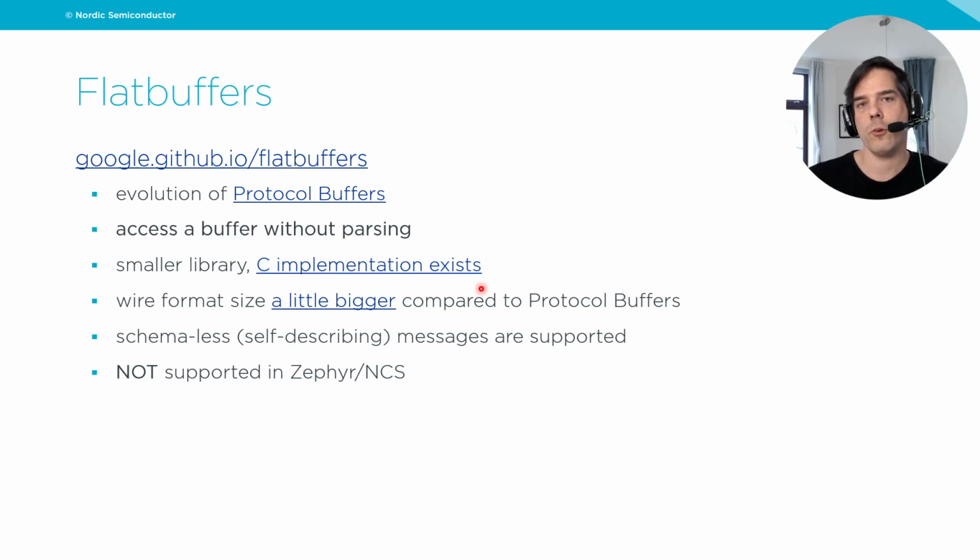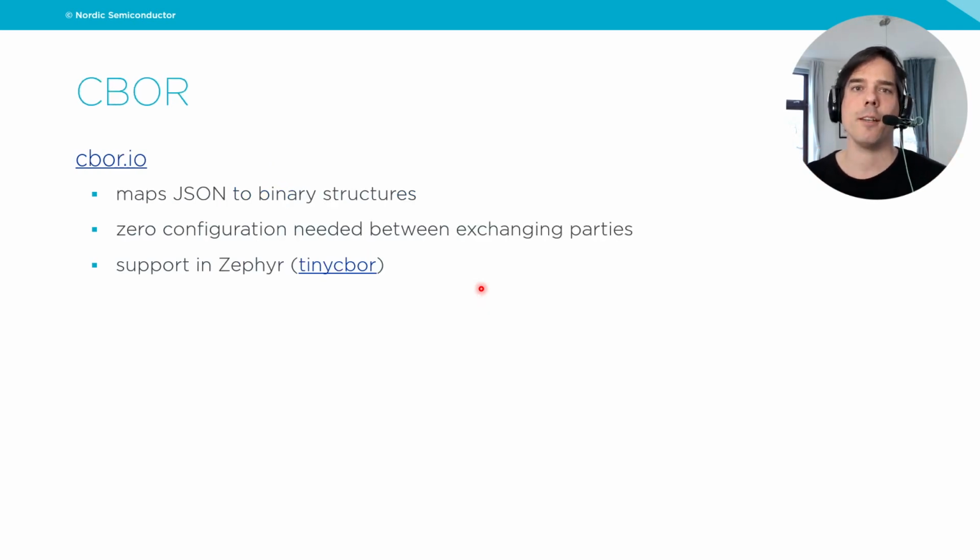So if you don't want to go into this direction right away, there's kind of an intermediate step, which is called CBOR. Concise Binary Object Representation is a direct mapping of JSON values to a binary structure. There's no need to configure schemas on the receiver and the sender side, and it's supported in Zephyr. Zephyr uses the TinyCBOR implementation by Intel.